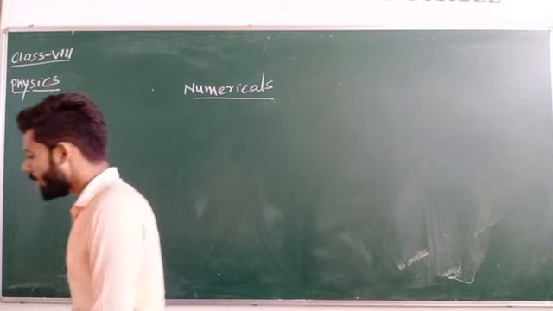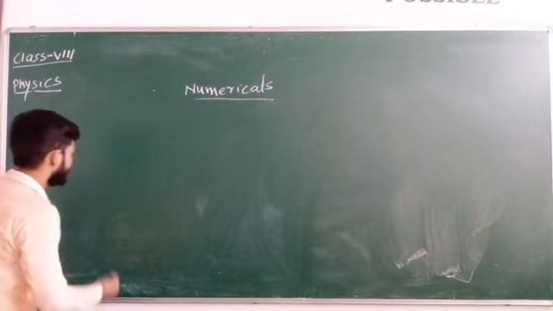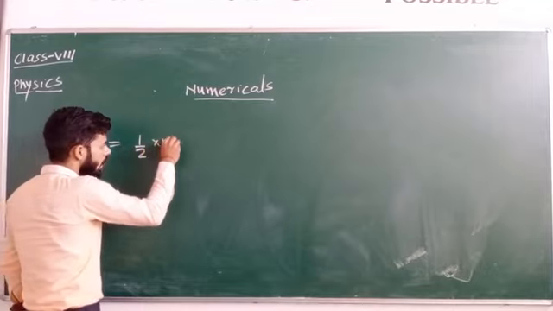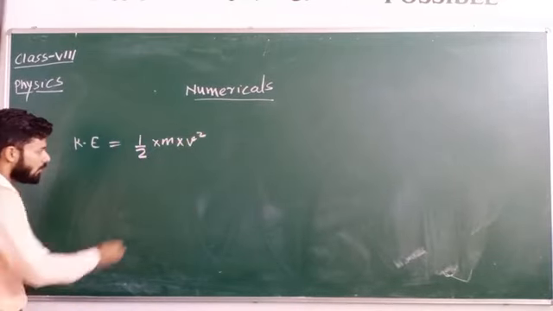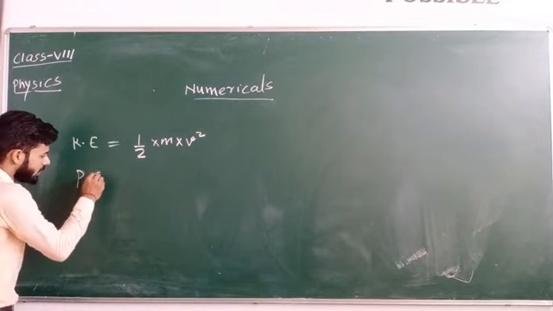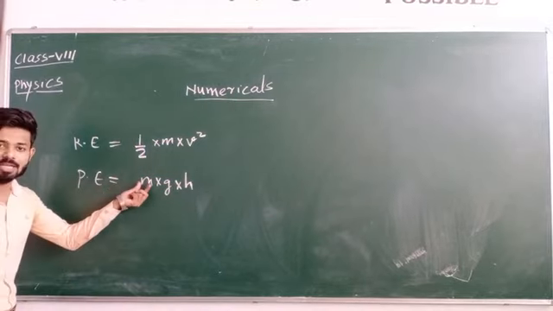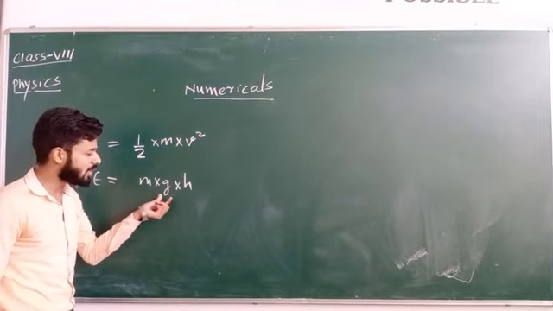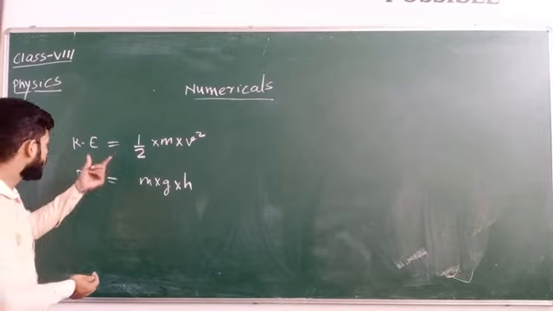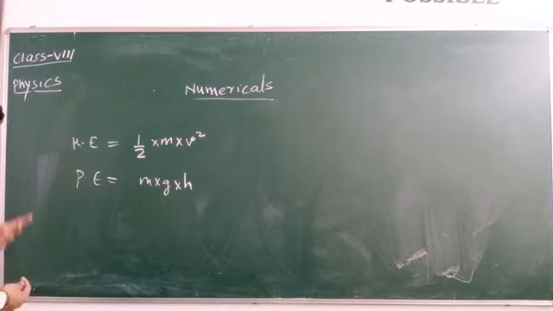Before starting the numericals, I want to remind you of the formulas of both energies. The kinetic energy is equal to 1 upon 2 into m into v square, where m is the mass and v is the velocity of that object. Whereas potential energy is equal to m into g into h, where m is the mass of that object, g is acceleration due to gravity, and h is the height. So both formulas are there. Now we are going to solve some numericals.